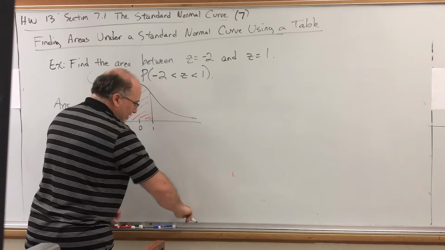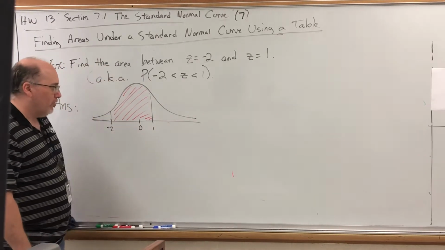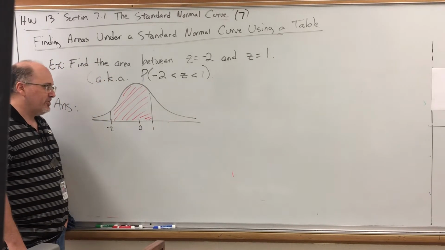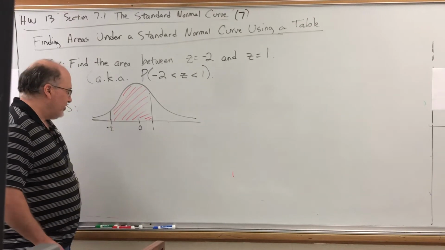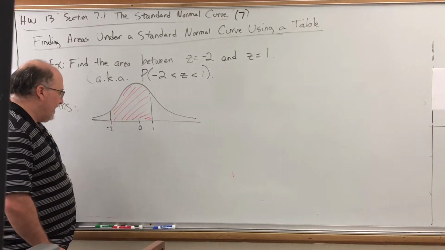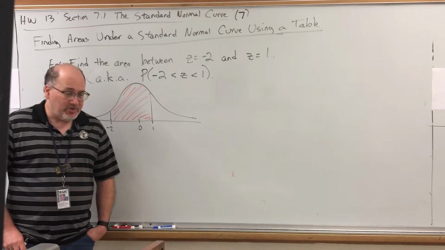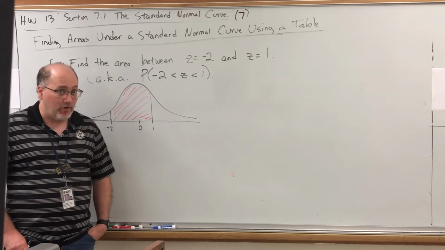So how can we find this area using the z table when all our table tells us is the area to the left of something? I'll let you think about it for a second. In fact, I challenge you to pause the video and see if you can calculate the area before I do.